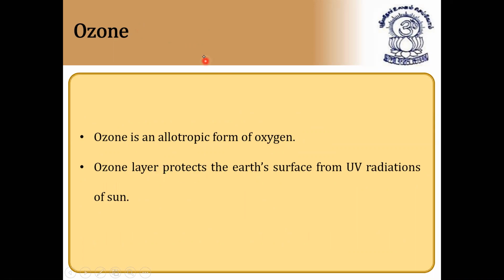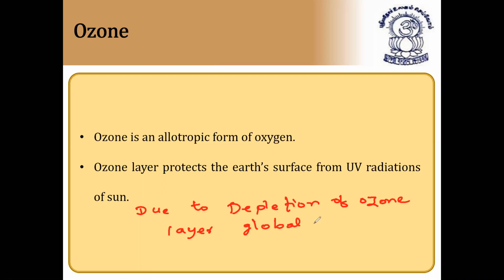Global warming. Why? Because of depletion of the ozone layer by pollutants. Depletion means making a hole. So due to depletion of the ozone layer, global warming takes place. To prevent this, we should protect the ozone layer.